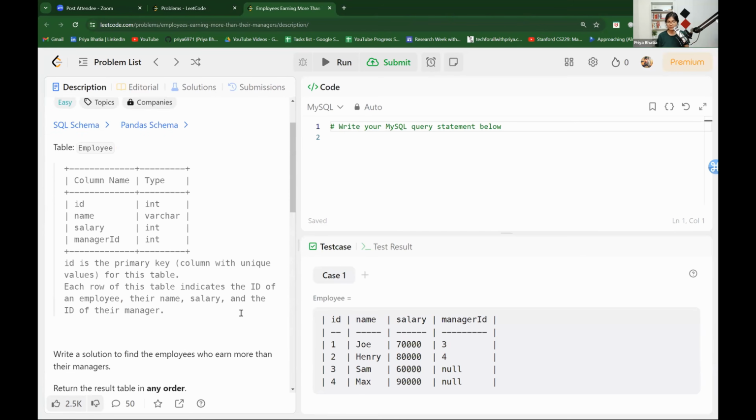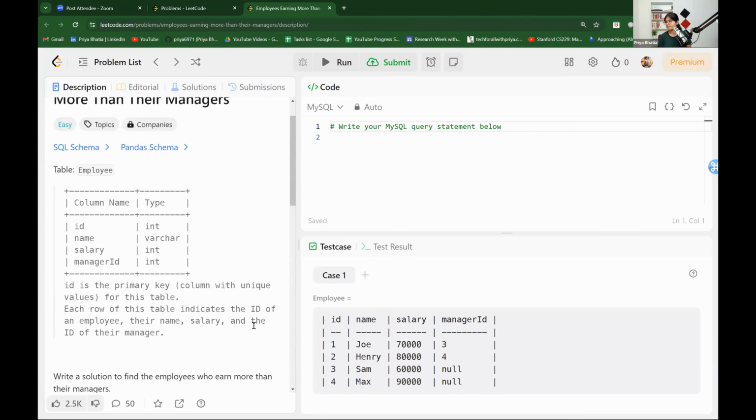So how will we solve this problem? Think over it. Can you check my solution?